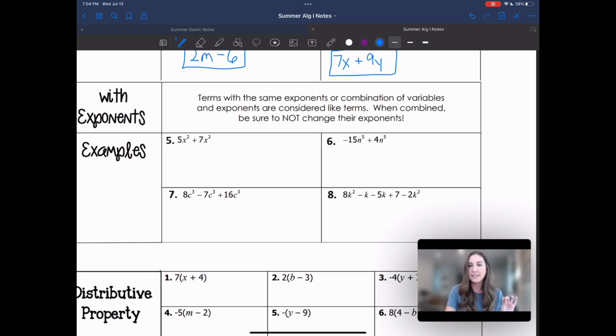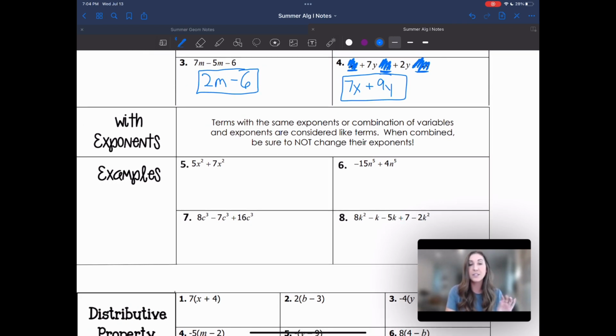Okay, our next section here, it looks a little crazy. It's very, very similar to what we just did, I will say. It's a little bit more complicated because we're involving exponents, but it's done the exact same way, y'all. So let's read through this. It says terms with the same exponents or combination of variables and exponents are considered like terms. When combined, be sure to not change their exponents.